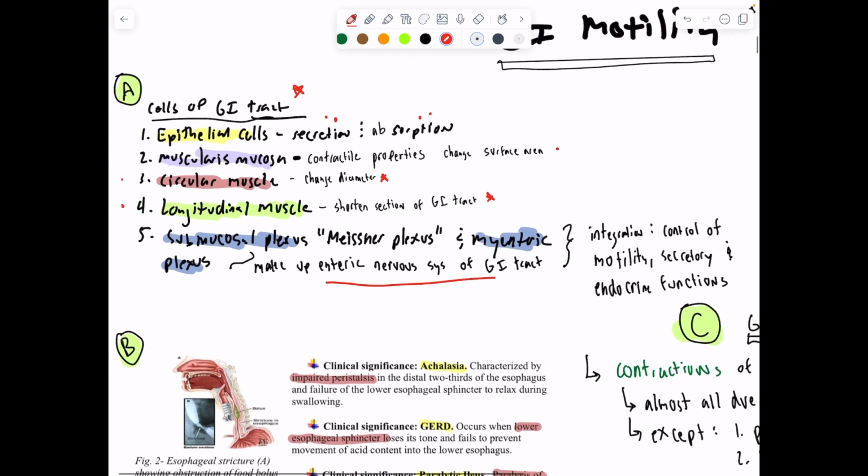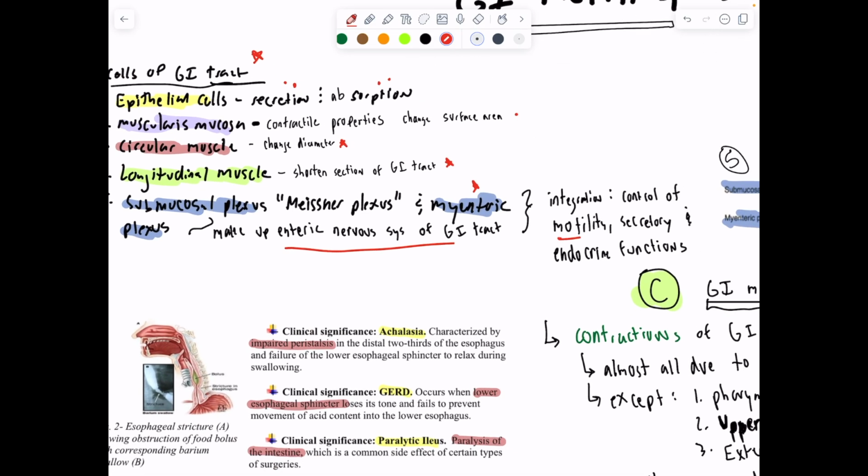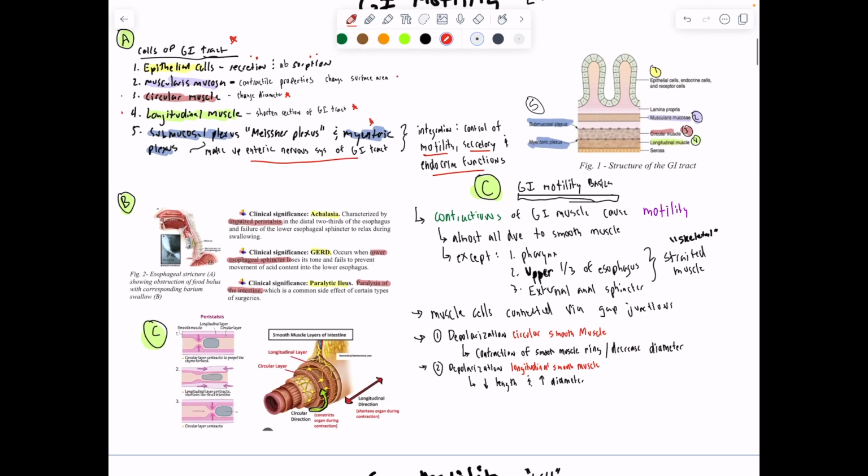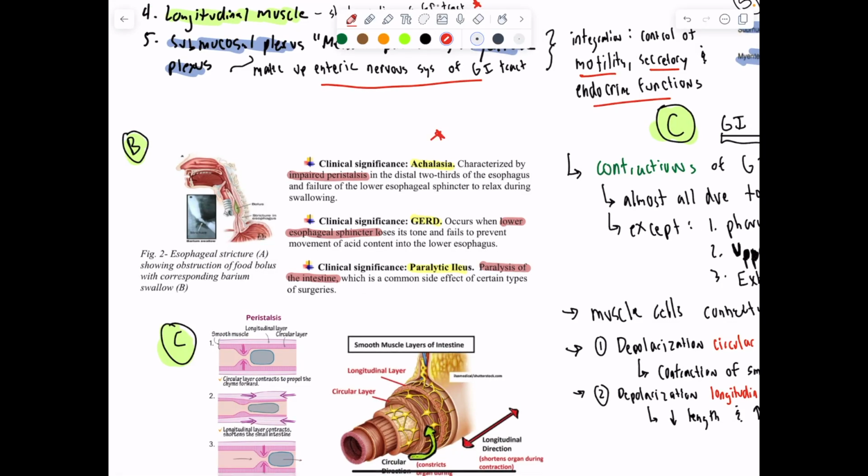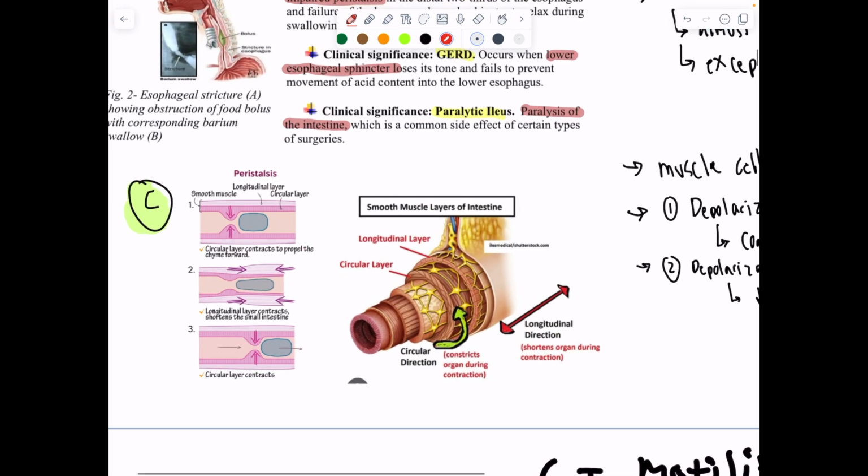And so the integration of the submucosal and myenteric plexus is going to control motility and then secretory and endocrine functions. All right, so we had a couple of clinical correlations already. We'll look at those a little bit later on, but really what we're going to be doing is focus on peristalsis quite a bit. And so basically we have our two smooth muscle layers, our circular layer and then our longitudinal layer, and then the circular layer is going to contract to propel our boluses forward, and the longitudinal layer is going to contract to shorten the intestine.